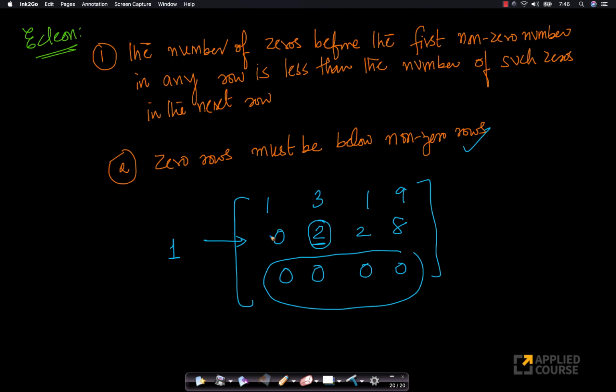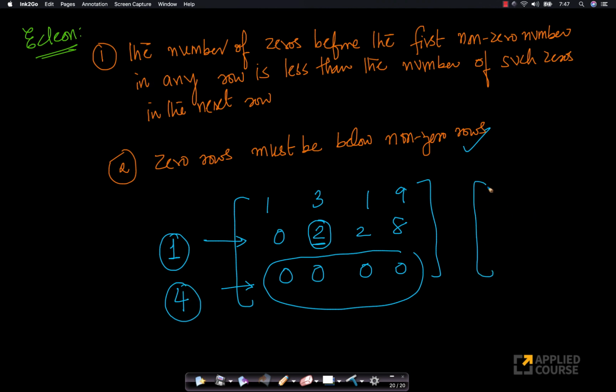Now look at any row below this row. If you look at this row, how many zeros are there before the first non-zero number? Here, there is no non-zero number, so it is four. So the count for the earlier row should always be less than four. That's what the first statement says.